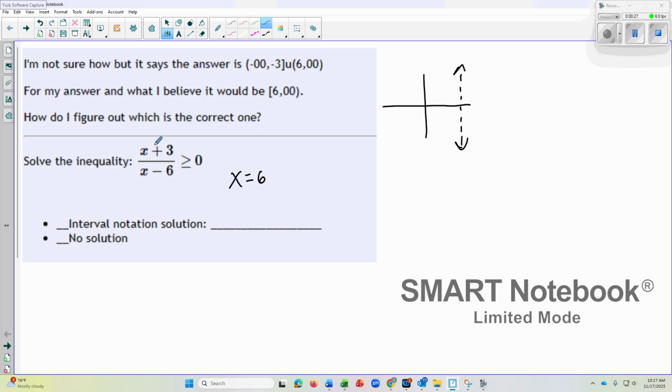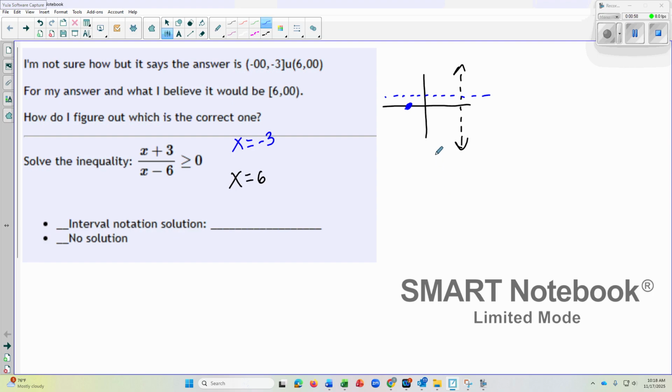And then if you take the numerator and set that equal to 0, you're going to get x equals -3. And that technically is the x-intercept. So if you were to plug in -3 for this, you would get 0 over -9, which would be 0, right? So you have an x-intercept right here at -3. And by the way, the horizontal asymptote is at y equals 1. So you've got that going across right here.